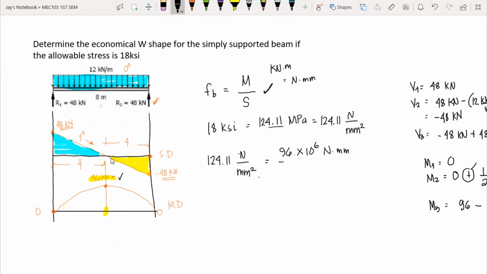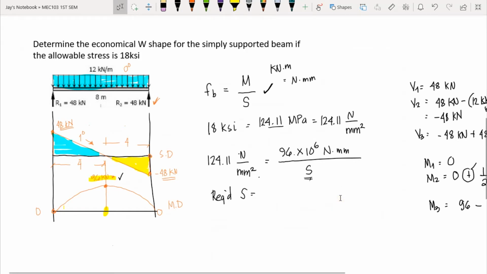Now this is over the S. Now this S here, that's the section modulus. Again, S is equal to the moment of inertia over C, if you remember that from our previous discussion. So we have our S here, the section modulus. This is the required section modulus of our beam.